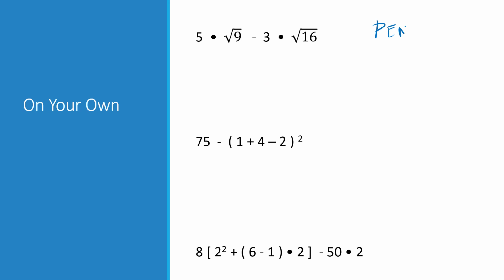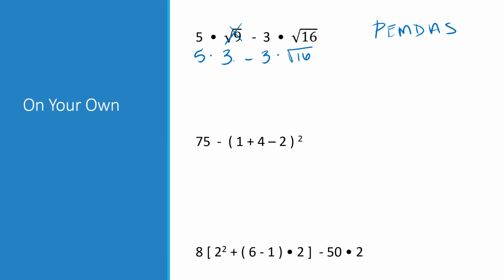Now, I'm going to rewrite this at the top so we can reference it. I don't have any parentheses. I do have square roots. That's the same as doing an exponent in terms of the order. The square root of 9 means what number times itself gives me 9. Well, 3 times 3 gives me 9. So the square root of 9 is 3.